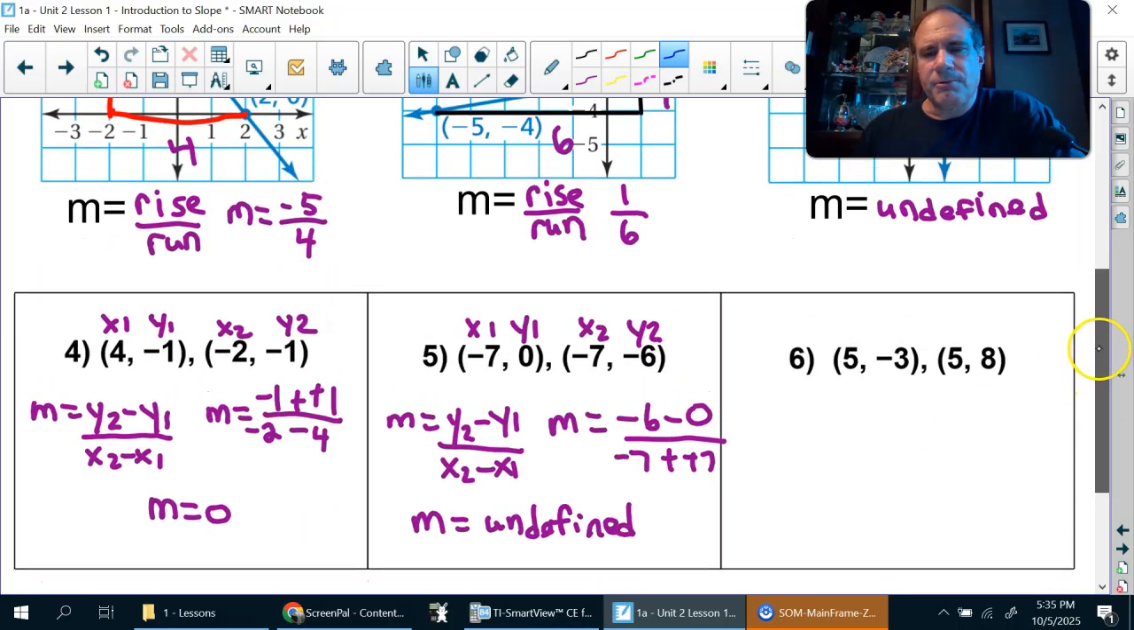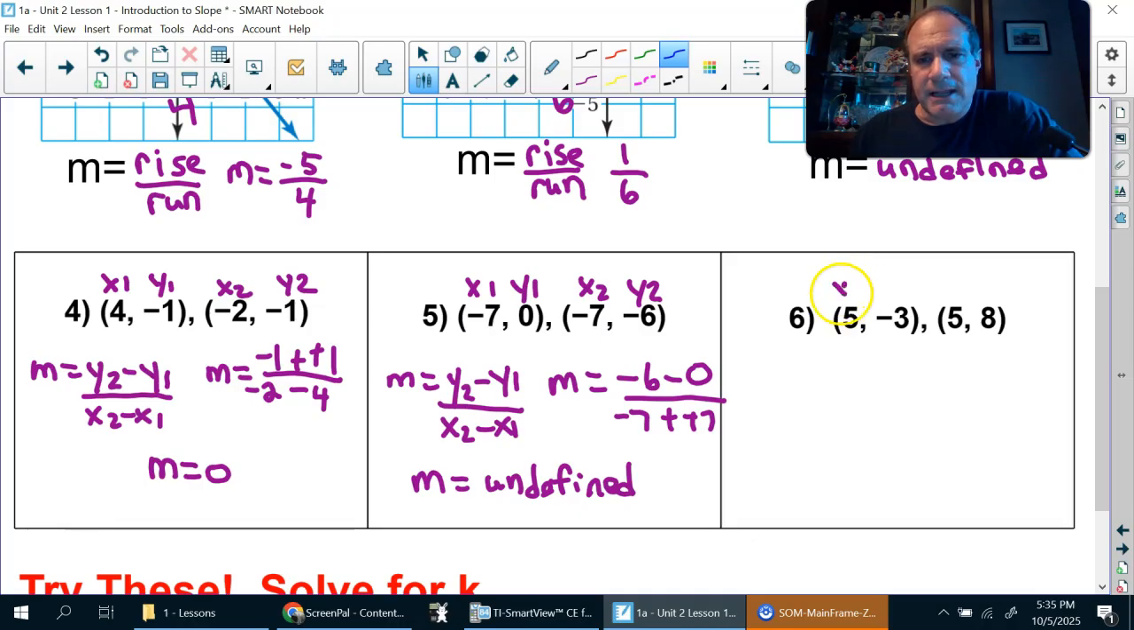Alrighty, 2 more points right here. We're going to label it x1, y1, x2, y2. The slope formula is y2 minus y1. I'm not writing it down anymore. I'm putting the minus signs in.